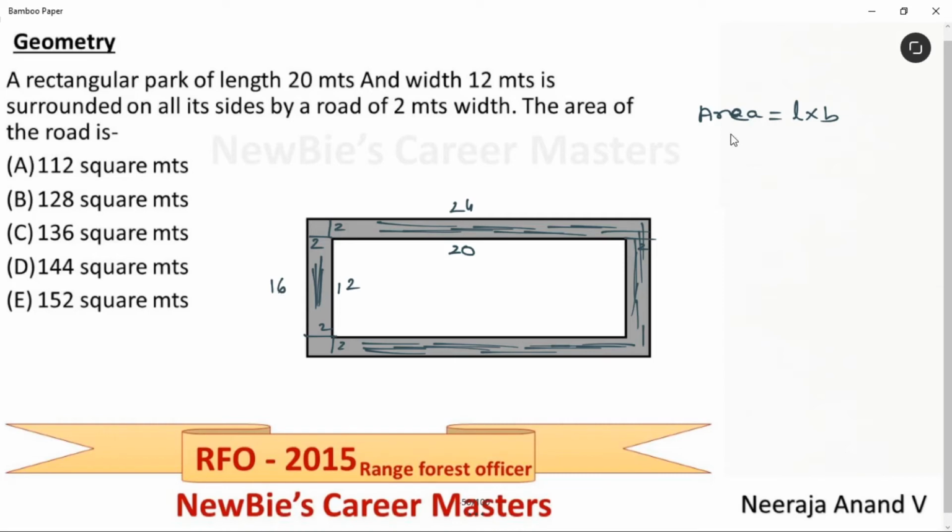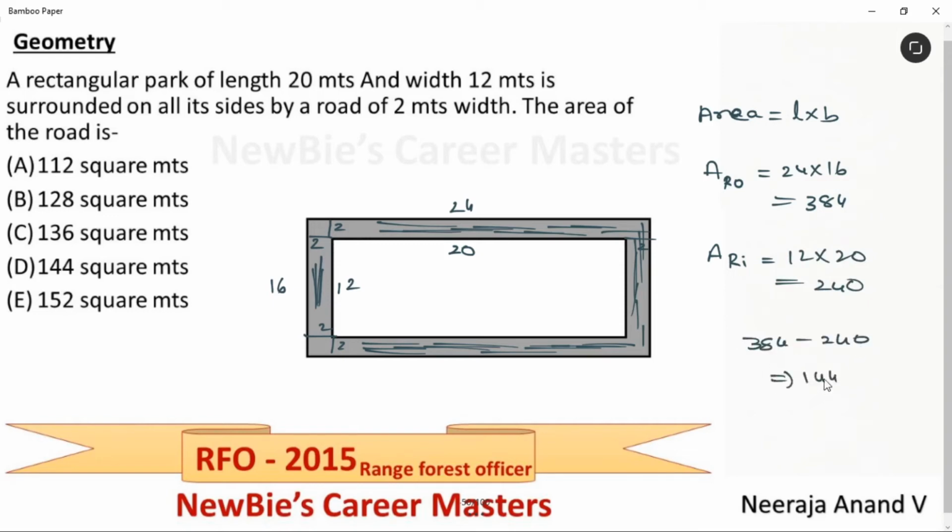Am I clear? Now, area of outer rectangle is equal to 24 into 16, which is 384. Yes. Then area of inner rectangle is equal to 12 into 20, which is 240. To get the area of this shaded portion, you just have to take the difference of these two values. Answer is 144. Option D is the answer for this question. This simple. I hope this is clear.